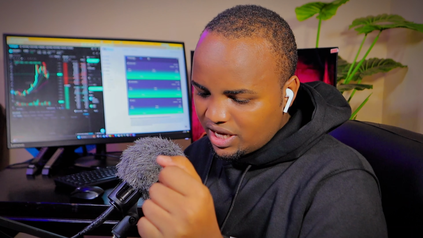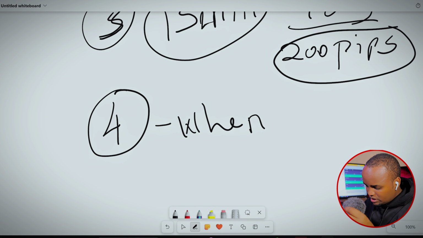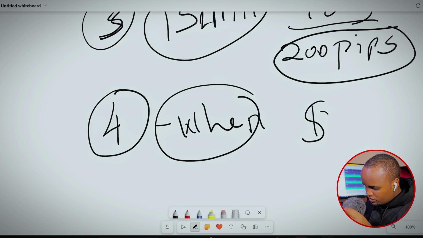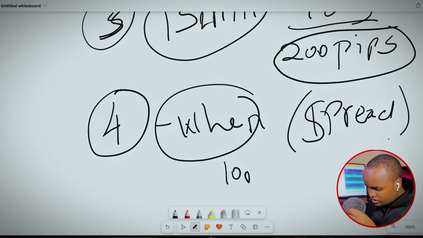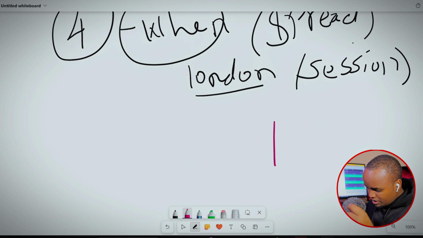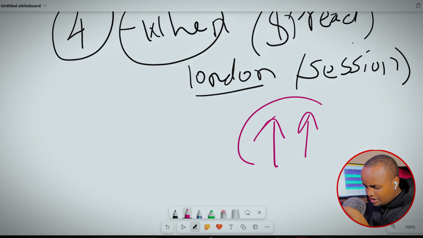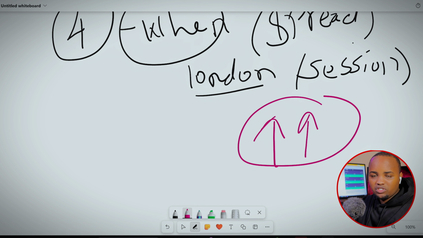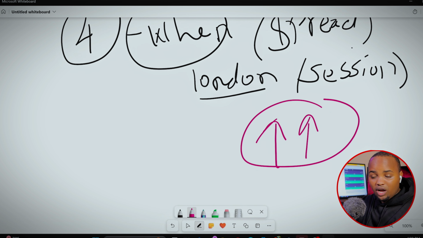And tip number 4, which is very important here, is when to trade. Why? Because of spread. Your account is small, so you have to consider when to trade. In this scenario, I suggest that you trade on the London session, because when you trade at night or very early in the morning, like 1 a.m. or 2 a.m., the spreads are very high and very alarming. You may end up opening a position and being deducted a lot of money to the spread, and you blow your account.